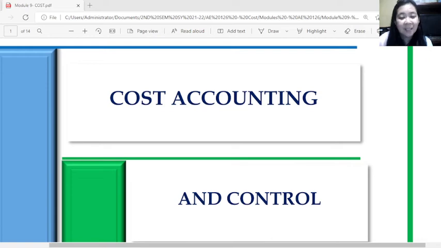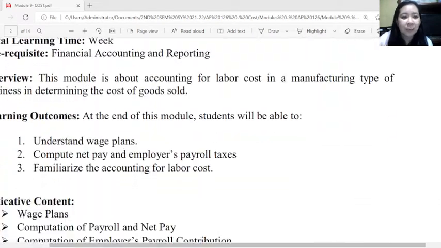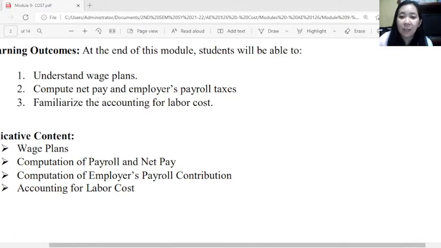Okay, so this next video lecture is about our module number 2. So this is entitled module number 9. So this is accounting for labor. Okay, so we will be discussing the different wage plans, computation of the payroll and net pay for the employee, computation of the employer's payroll contribution and the taxes, and accounting for labor cost.